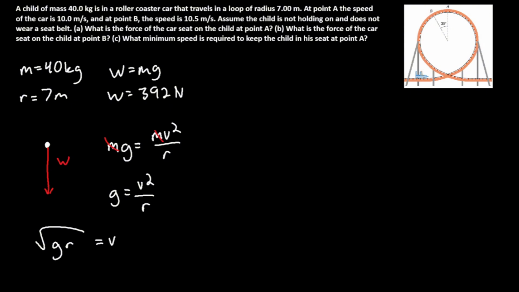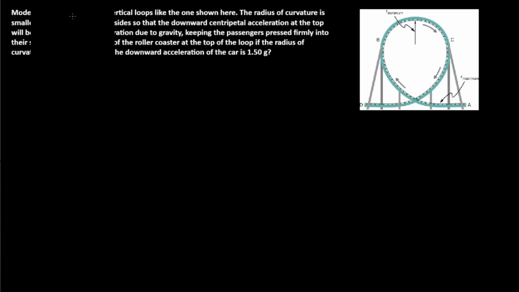So the radius is equal to 7 meters. So if we find the square root of 9.8 times 7, you will get a velocity of 8.28 meters per second. So this is the minimum. This is the minimum velocity required to keep your child in his seat at point A.